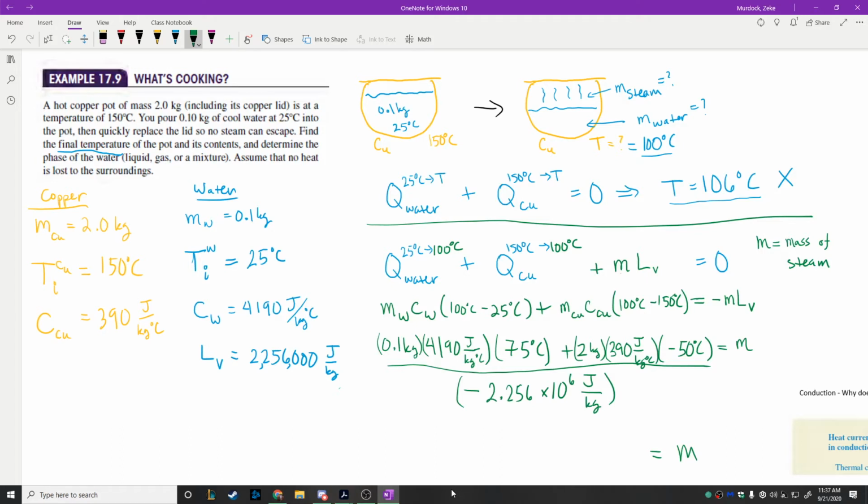Initially what I did was I just calculated these numbers, and I'm going to write them in so that you can see it for yourself. If you calculate the first term here, the Q for the water, I get 31,425. And for this one, I got negative 39,000. Okay, did I actually round on that one, or is that really what the number was? No, that's exactly 39,000. 2 times 390 times 50 is exactly 39,000. And then we're dividing that by 2.2 million.